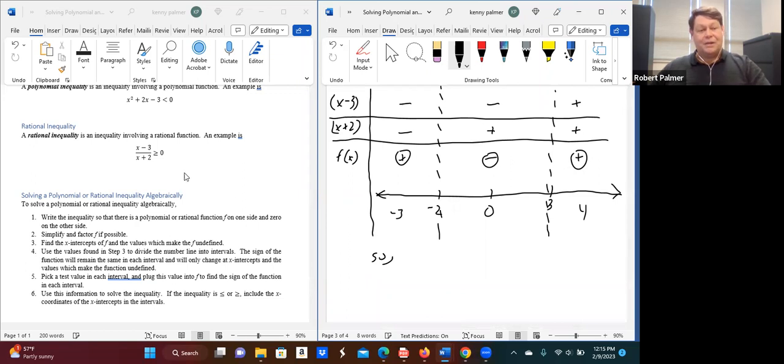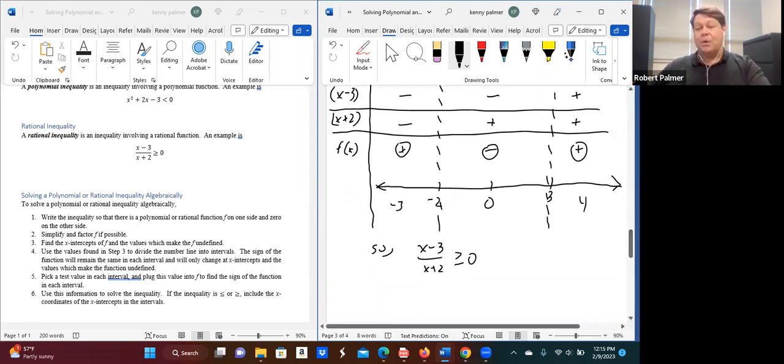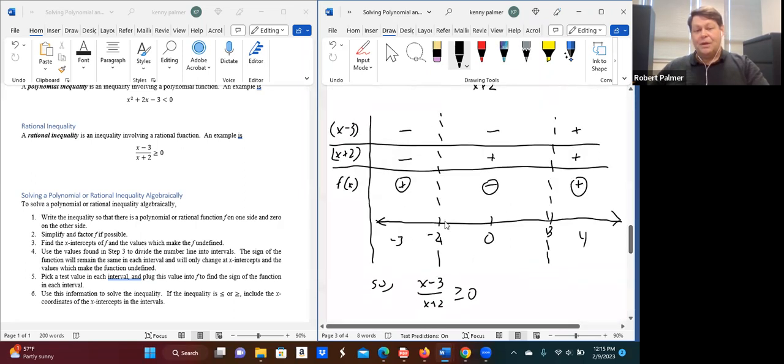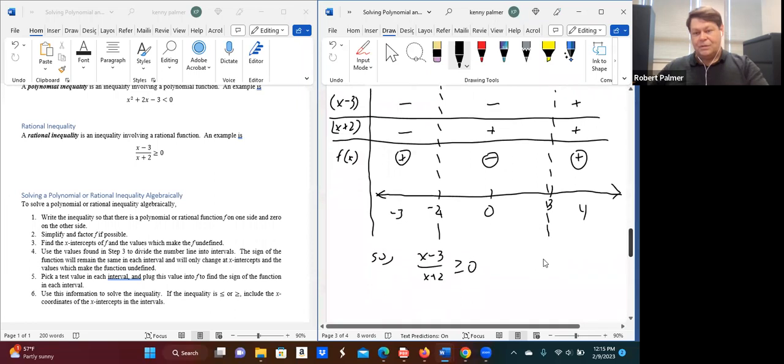So remember what we're trying to find is this right here: x minus 3 over x plus 2 is greater than or equal to 0. That was your f of x. Where is that greater than or equal to 0? Well, it is on the intervals to the outside. So I don't have to leave this up, let's put our solution over here.